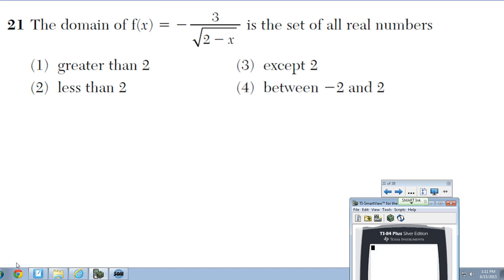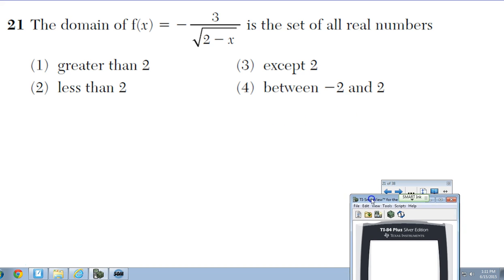Question 21. The domain of f of x equals negative 3 over radical 2 minus x is the set of all real numbers that are basically either greater than 2, less than 2, all numbers except 2, or between negative 2 and 2. So there are two ways to do this.